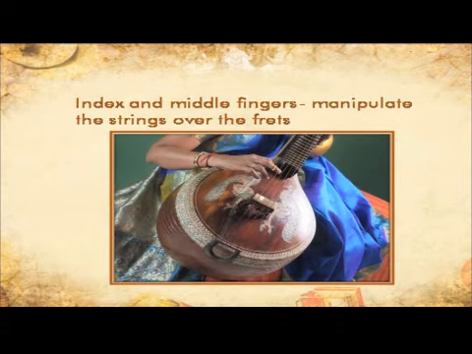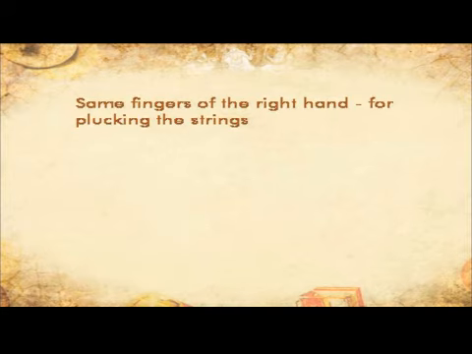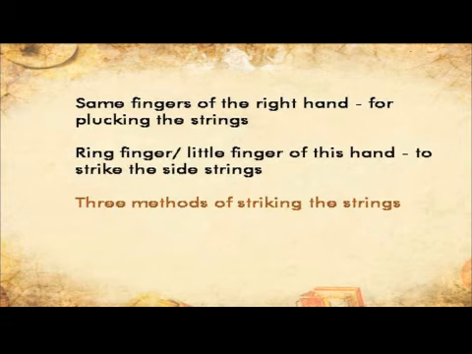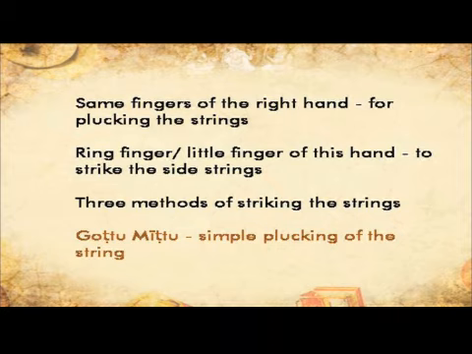The index and the middle fingers of the left hand are used to manipulate the strings over the frets, and the same fingers of the right hand are used for plucking the strings. The ring finger or the little finger of this hand is used to strike the side strings. There are 3 methods of striking the strings. Gottu meettu. This is the simple plucking of the string.